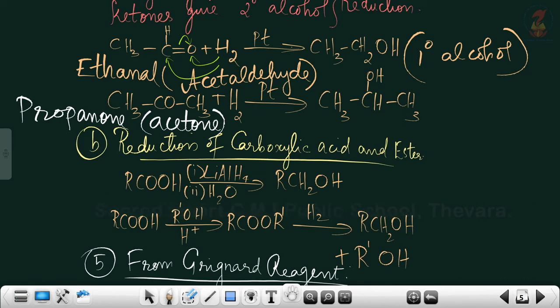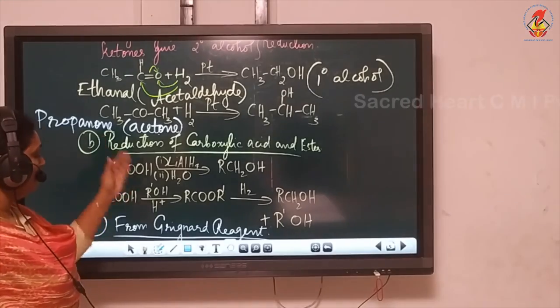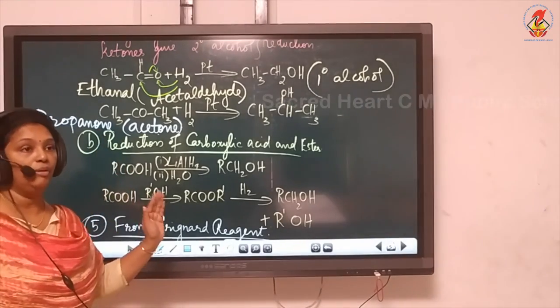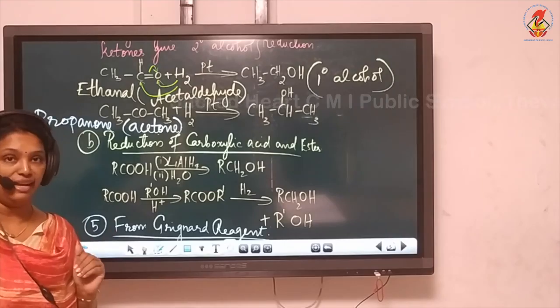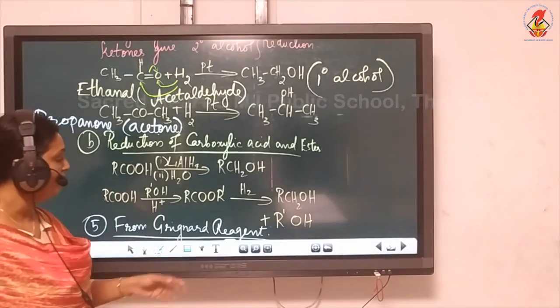So RCOOH, and we know how to prepare ester, acid plus alcohol in presence of sulfuric acid, you get an ester. So RCOOH plus R'-OH in presence of acid H plus gives RCOOR' ester, which on reduction with hydrogen in presence of platinum, palladium or nickel catalyst, we get two alcohols, RCH2OH plus R'-OH. So this is from carbonyl compound, aldehydes, ketones, carboxylic acid and ester for the preparation of alcohols.